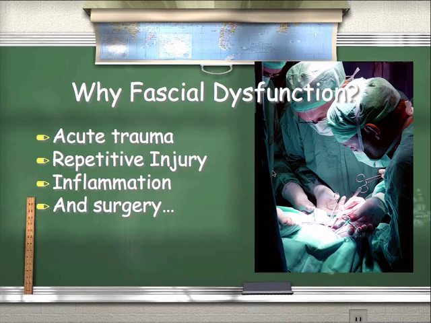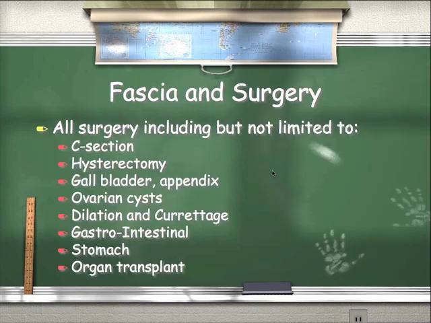So why do we get fascial dysfunction? As we mentioned, surgery will definitely do it, as will acute trauma, like an ankle sprain, for example, repetitive injury, as in runners who get IT band syndrome, that's basically a fascial dysfunction, and inflammation from dietary causes. But again, let's talk a little bit more about surgery, because all surgeries, including but not limited to C-sections, hysterectomy, gallbladders, appendix, ovarian cysts, D&Cs, gastrointestinal, stomach, and organ transplants, all affect the abdominal and visceral fascia.